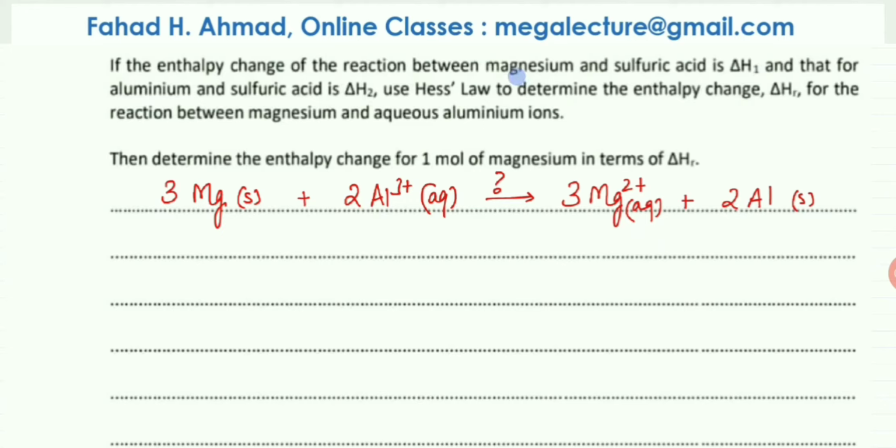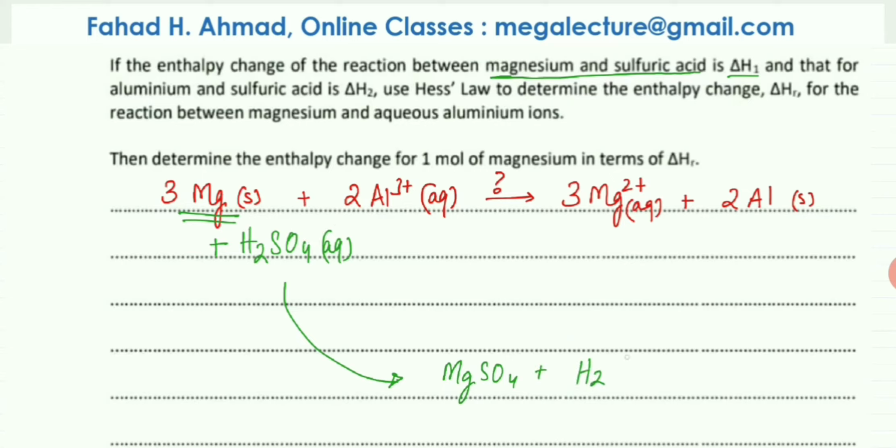If we reread this part, magnesium is reacting with sulfuric acid and the enthalpy change is given as delta H1. So I have solid magnesium over here. Let's react it with sulfuric acid, which is going to be aqueous. What I'm going to get is MgSO4, the salt. Remember, it's a metal plus acid reaction, so MgSO4 salt would be produced, plus hydrogen gas would be given off.